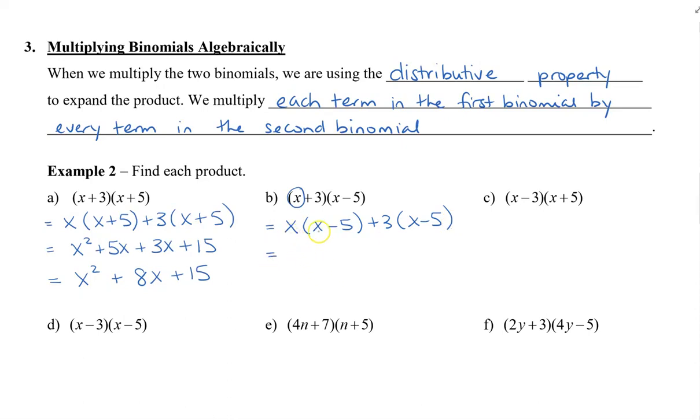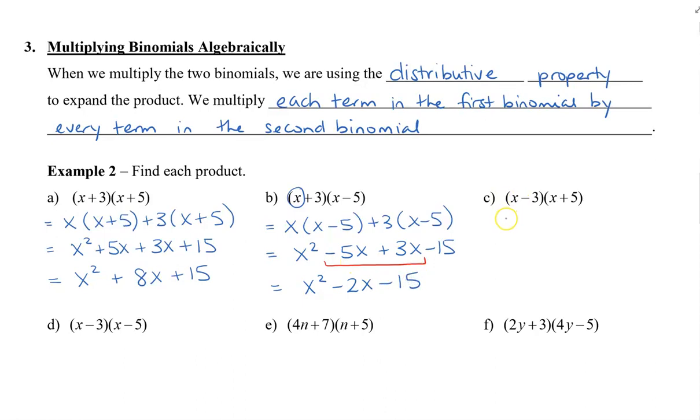So here we have x times x, x squared, minus 5x, plus 3 times x, and then 3 times negative 5, which is negative 15. Again, we can join the 2 middle terms because they are alike. So we get x squared, negative 5 plus 3 is negative 2x, and then minus 15.